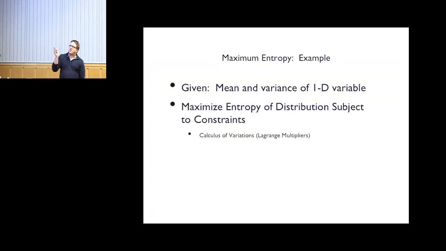So if I gave you an example, and I said, okay, I'm going to give you the mean and a variance of a one-dimensional continuous random variable, and I say, what's the distribution? And you would say, well, I can't answer that. There's many distributions that could have this mean and this variance, right? There's not just one answer.